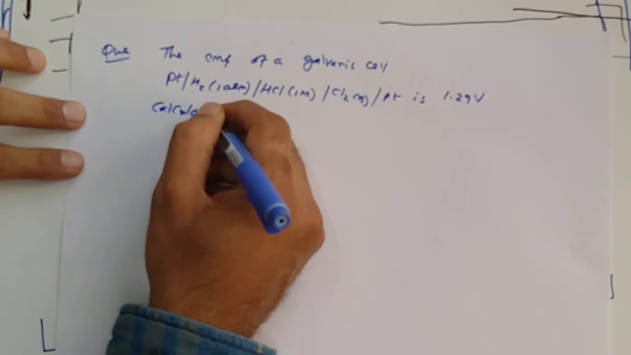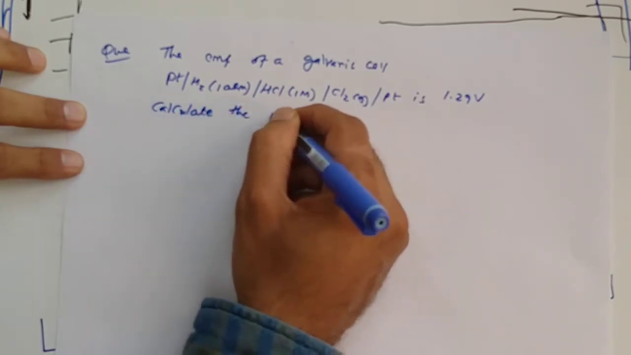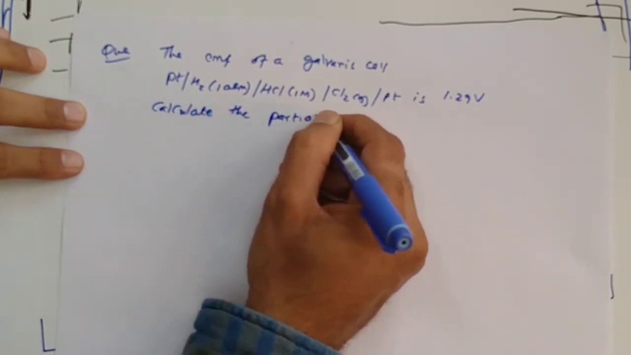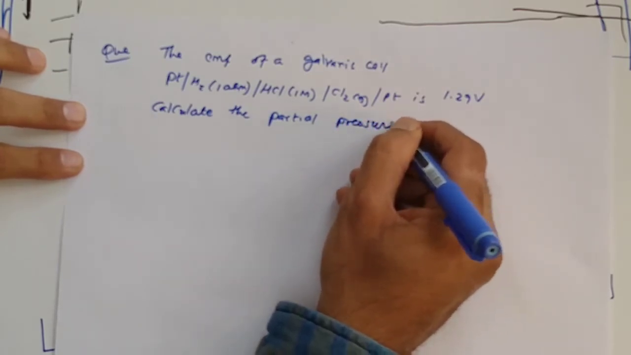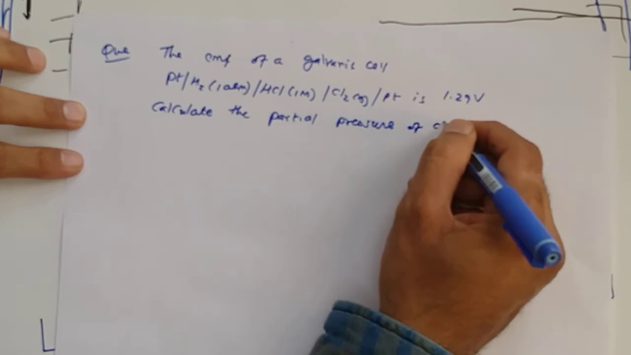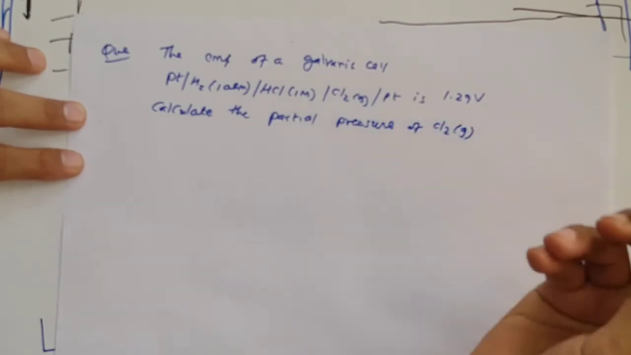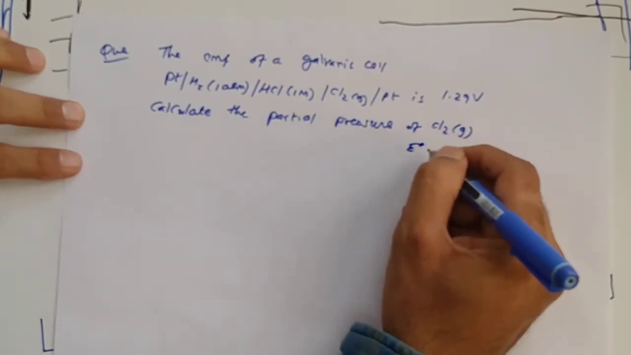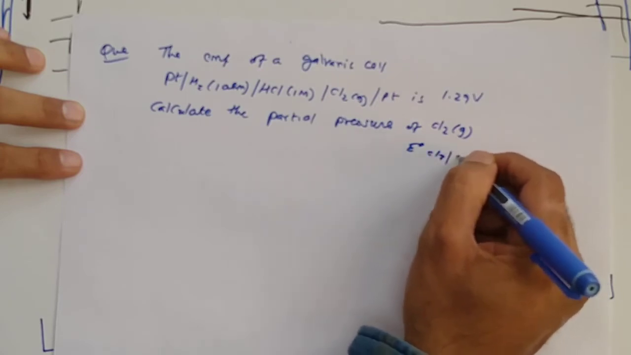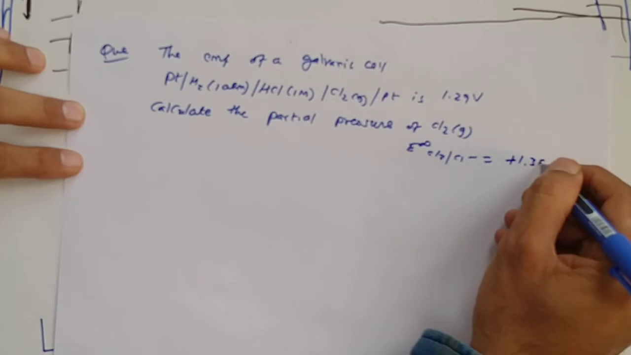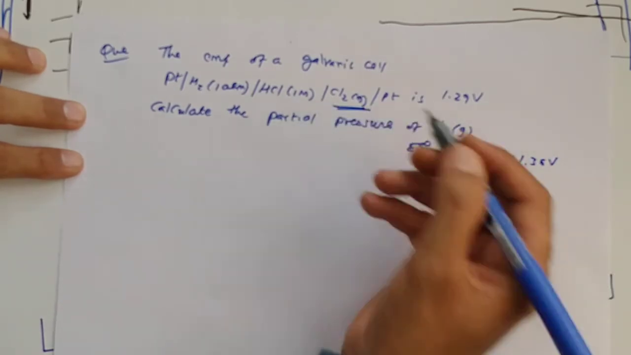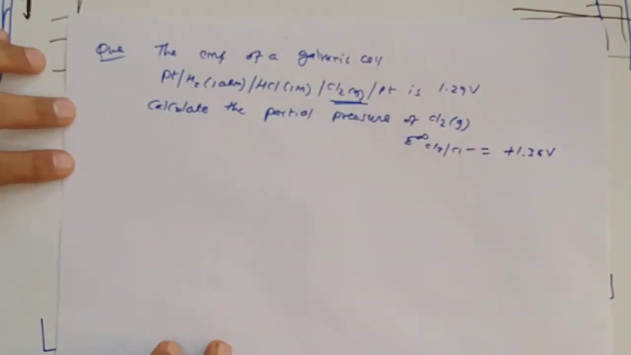Calculate the partial pressure of chlorine gas. Here E degree of chlorine gas reduction potential is given as plus 1.36 volt. We have to derive the partial pressure of chlorine.